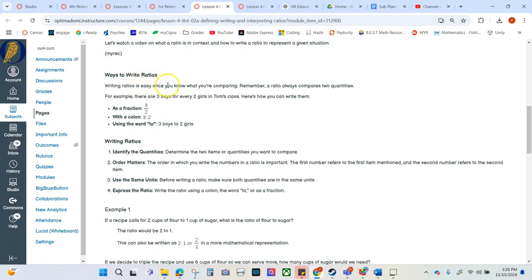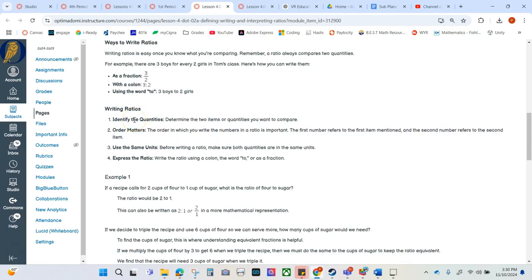Writing ratios is easy once you know what you're comparing. Remember, a ratio always compares two quantities. For example, there are 3 boys for every 2 girls in Tom's class. Here's how we can write that. 3 on top of 2 for the 3 boys and 2 girls. 3 colon 2 for the 3 boys and 2 girls. Or using the word to, 3 boys to 2 girls.